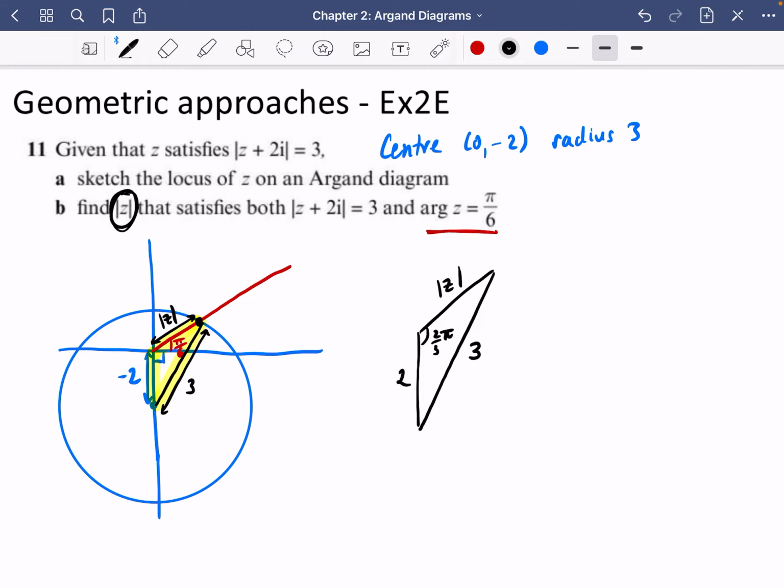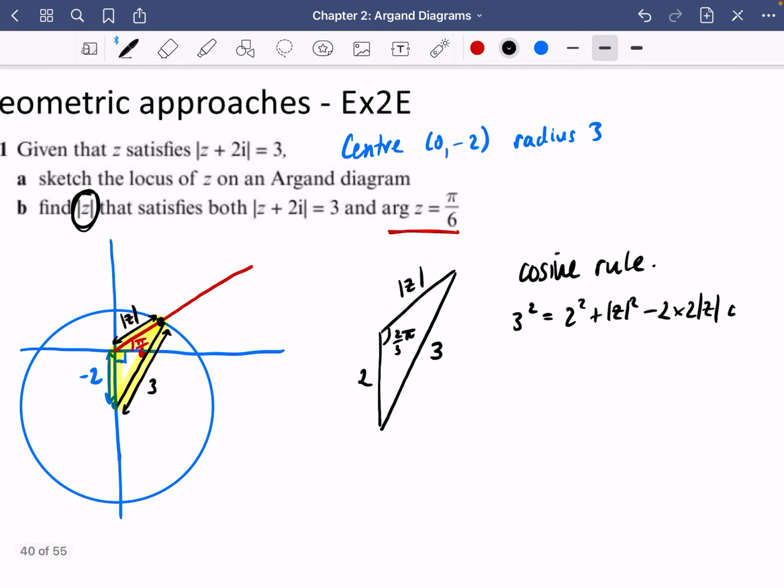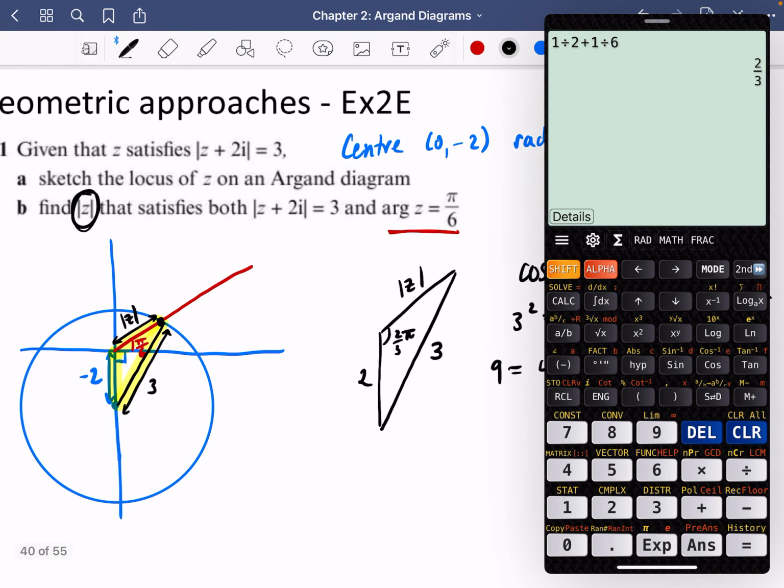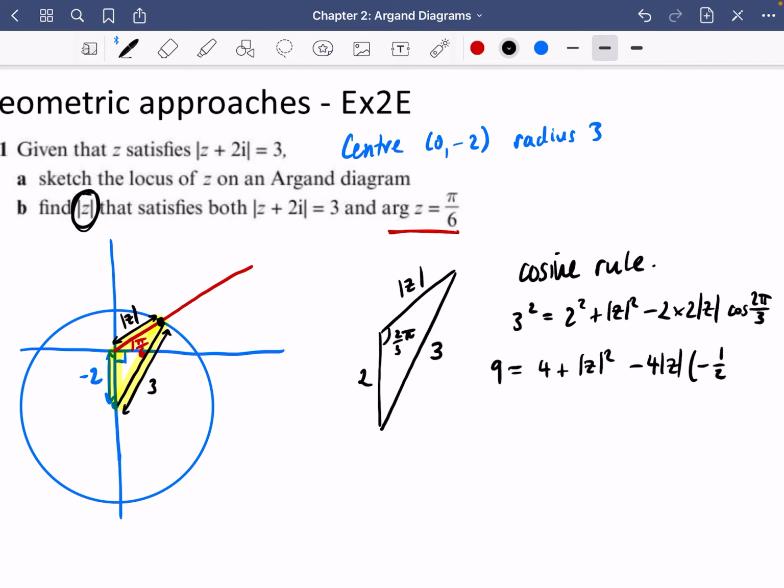So now that we've got to this stage here, we can literally just apply the cosine rule to find out what the modulus of z is. So it'd be a squared equals b squared plus c squared minus 2bc cos of 2 pi over 3. So that's 9 equals 4 plus the modulus of z squared minus 4 multiplied by the modulus of z, and cos of 2 pi over 3. I'm feeling super lazy, so we'll do cos of 2 pi over 3 is -1/2, multiplied by -1/2.